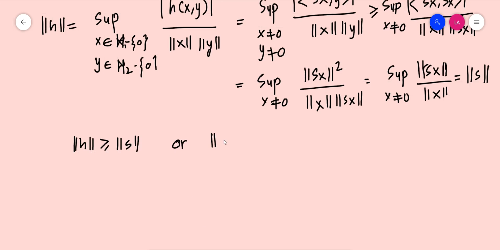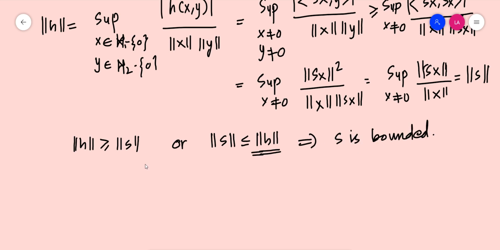Or norm S is less than or equal to norm h. This is a fixed number, which means that this proves that S is bounded. Okay, so S is bounded.